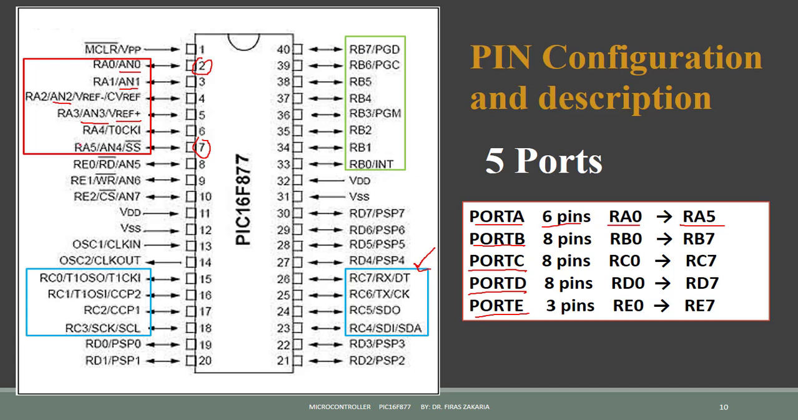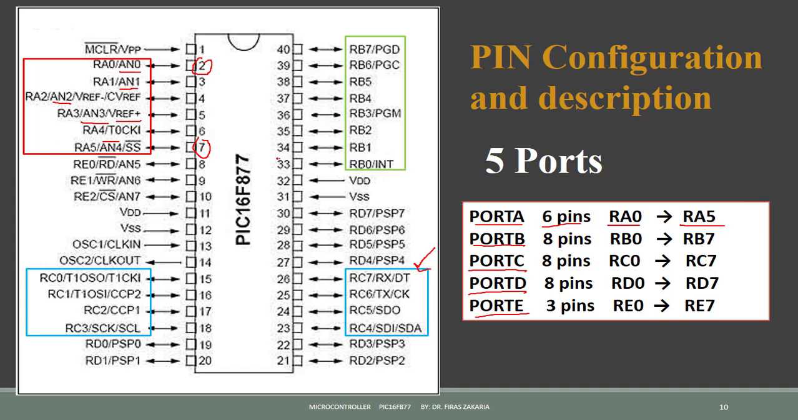RA5 can be the analog input 4. Also, there is a synchronous serial port in the controller, and this pin can be used as the slave select for that port. Pin 6 can act as a clock input pin. So each of these pins has multiple functions. We can use one function, or we can use all the functions in a smart program.